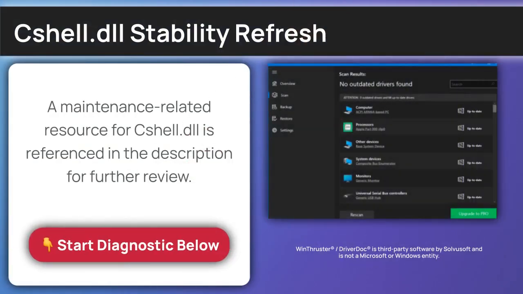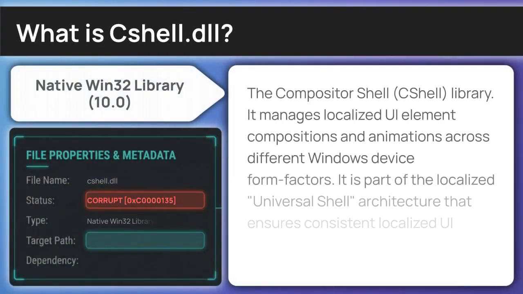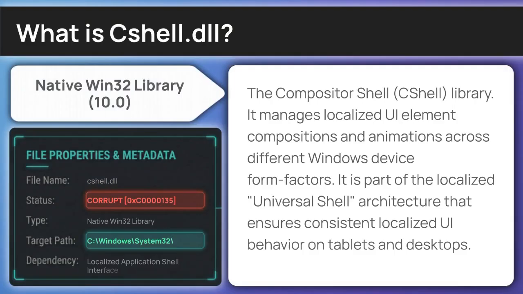system is properly synchronized. This is the Cshell Library, the Compositor Shell Cshell Library. It manages localized UI element compositions and animations across different Windows device form factors. It is part of the Localized universal shell architecture that ensures consistent localized UI behavior on tablets and desktops.